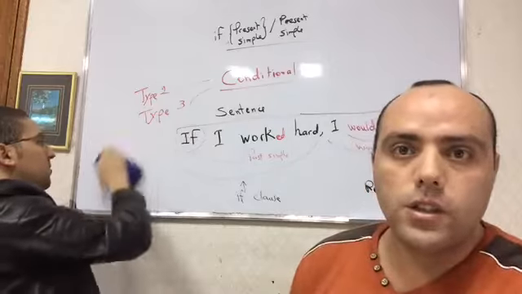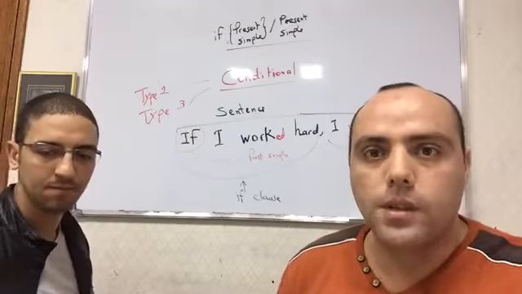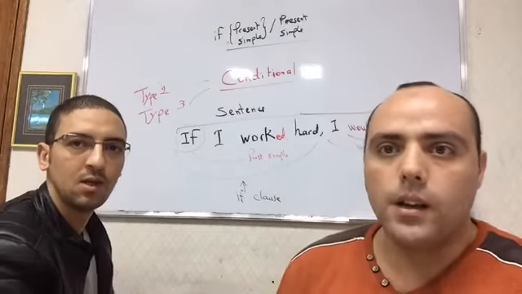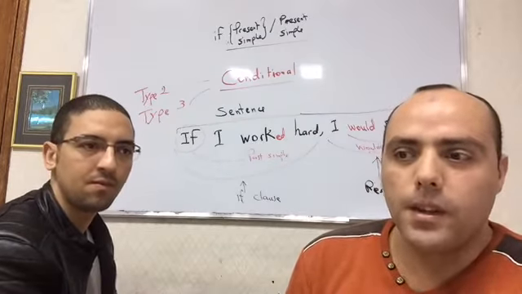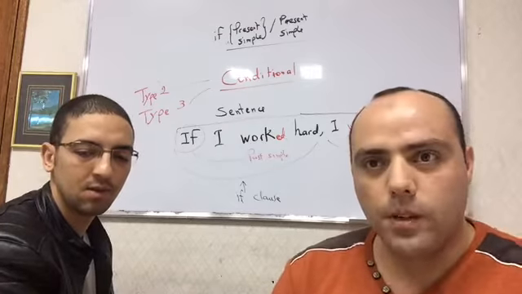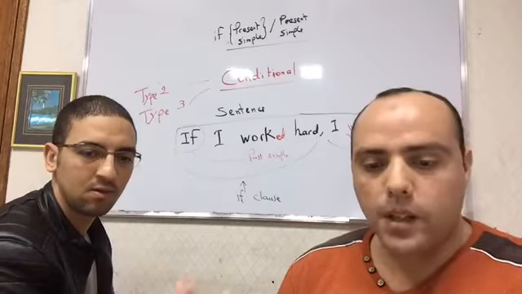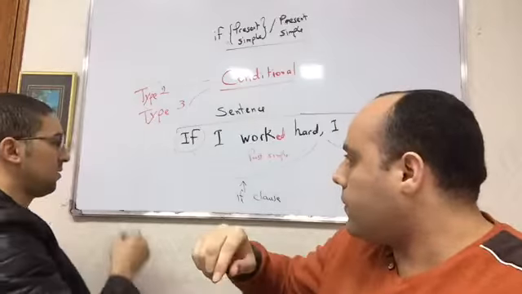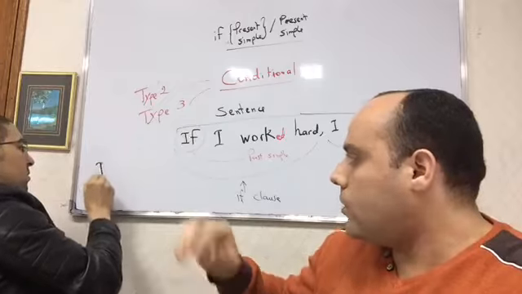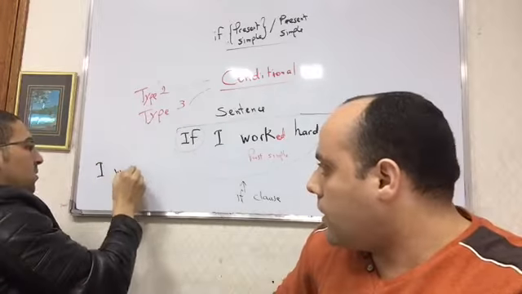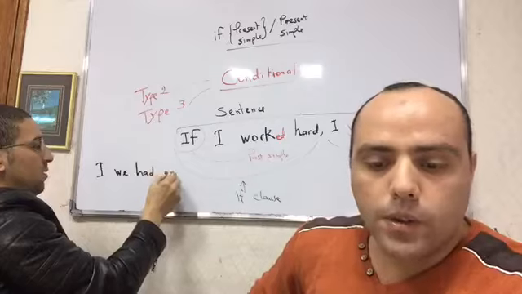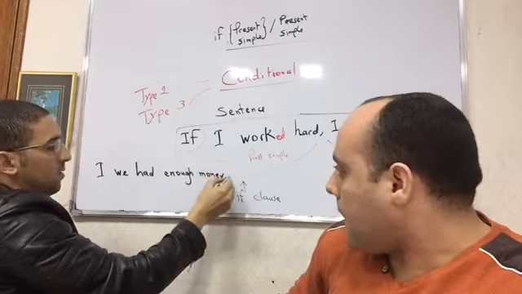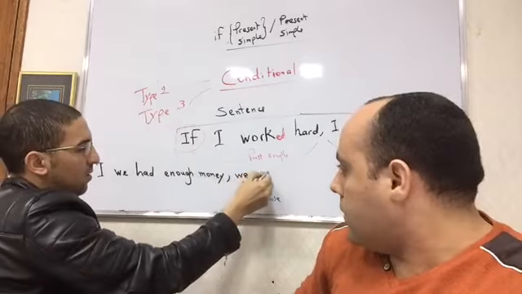Going back to talk about the uses of that, you can use the second conditional to express things which are unlikely to happen. Unlikely to happen means they are possible, but maybe not right now, maybe after a long time. For example, you can say that if we had enough money, we would travel the world.